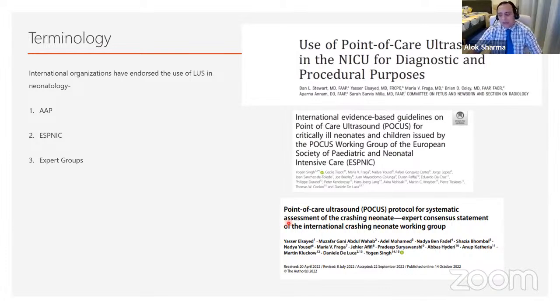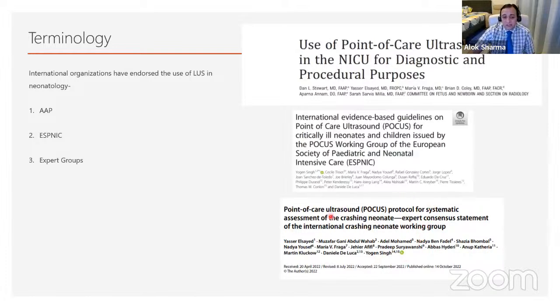But more importantly, let's all acknowledge that lung ultrasound is, I would say, 10 years into its inception. And there is a huge amount of variation in the articles over the last 10 years in how they describe the different kinds of terminology that are used, including A and B lines and the types of B lines. So we're now coming to doing groundwork, which is described very nicely in this particular statement by Yasser Al-Sayed and his group in the crashing neonate.